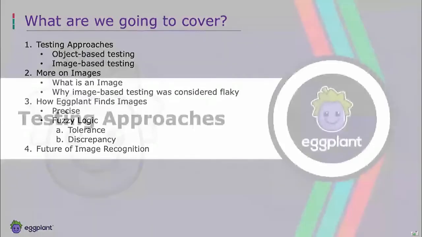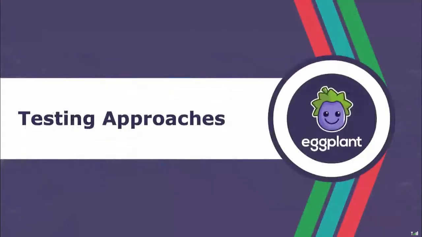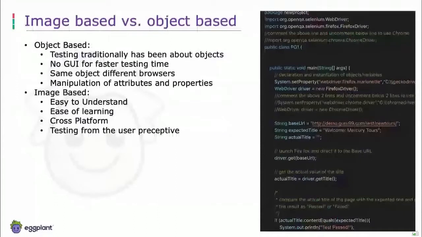All right, so moving on. Let's talk about testing approach. There are two fundamentally different ways to do testing, and that's object-based and image-based. Object-based testing traditionally has been about objects. So testing around Selenium code, Selenium, Appium, Winium, these were pretty much considered the standard for testing for a long time, and that movement has been changing.